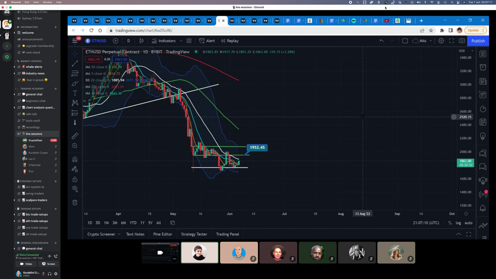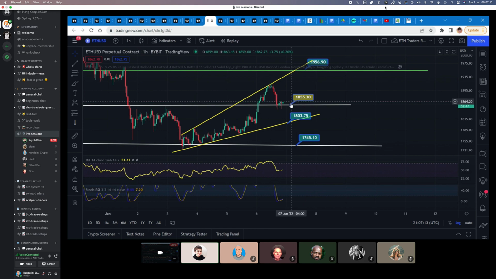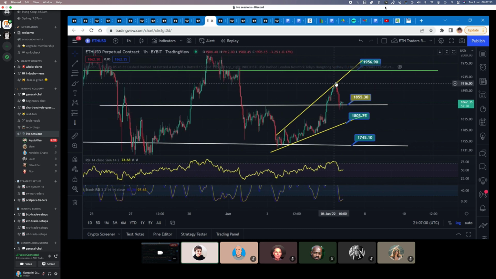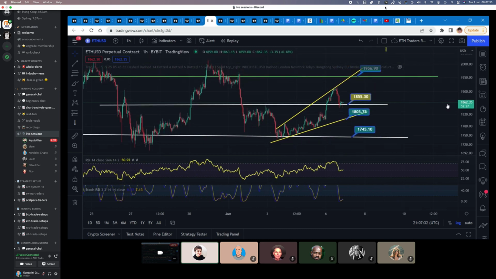I'm not trading ETH at the moment. If I were in a long in ETH, I would stay in that long and wait to see what's happening here at the 1850, probably with a target to 1950. If I were in a short in ETH, I would wait to see if it is going to come up and challenge the 1950 level.